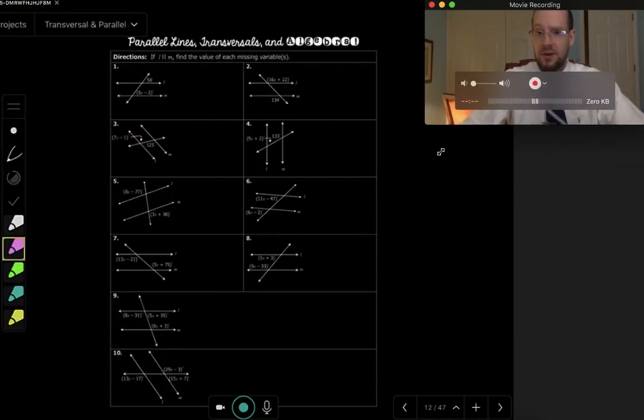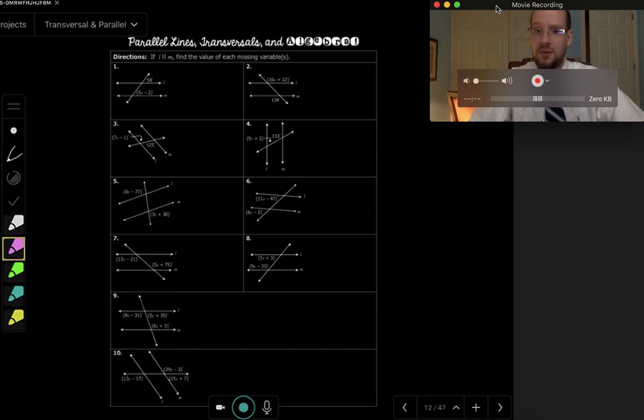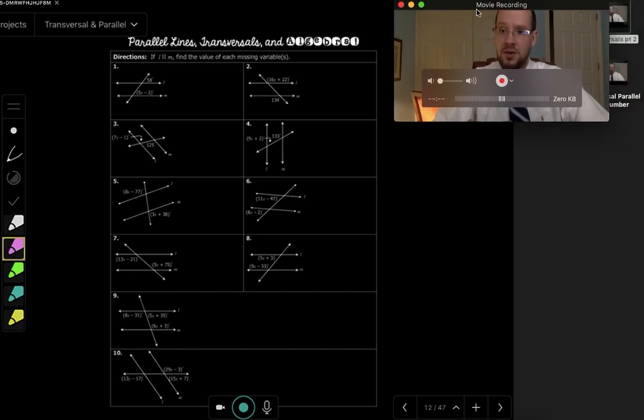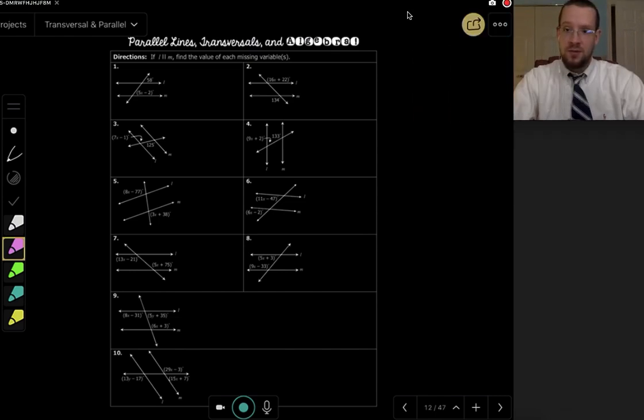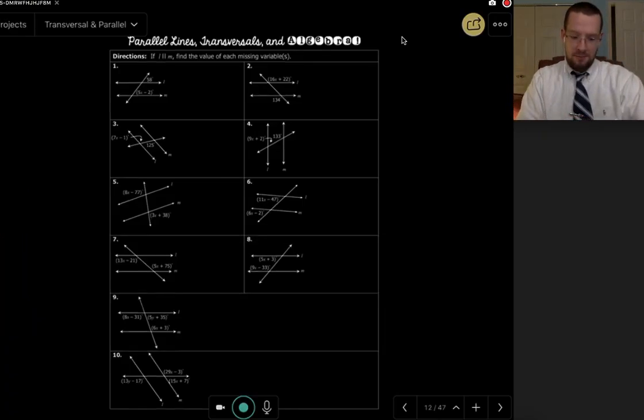Everyone, Mr. Hissner here, and today we're going to be continuing with our lesson on transversals and parallel lines. So we've gone over the vocab so far, we went over looking at examples using just numbers, and now we're going to focus on using algebra with our new topic here, transversals and parallel lines. So let's take a look at just the idea here.